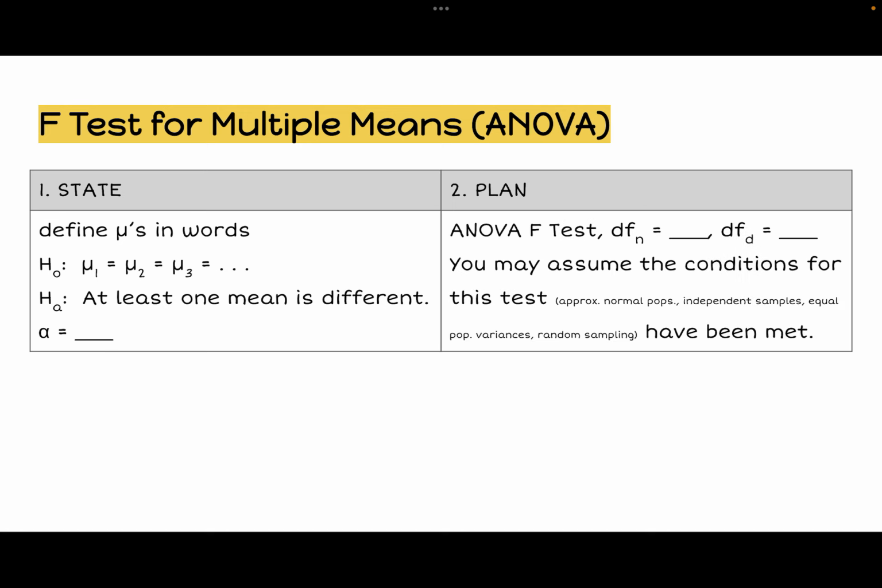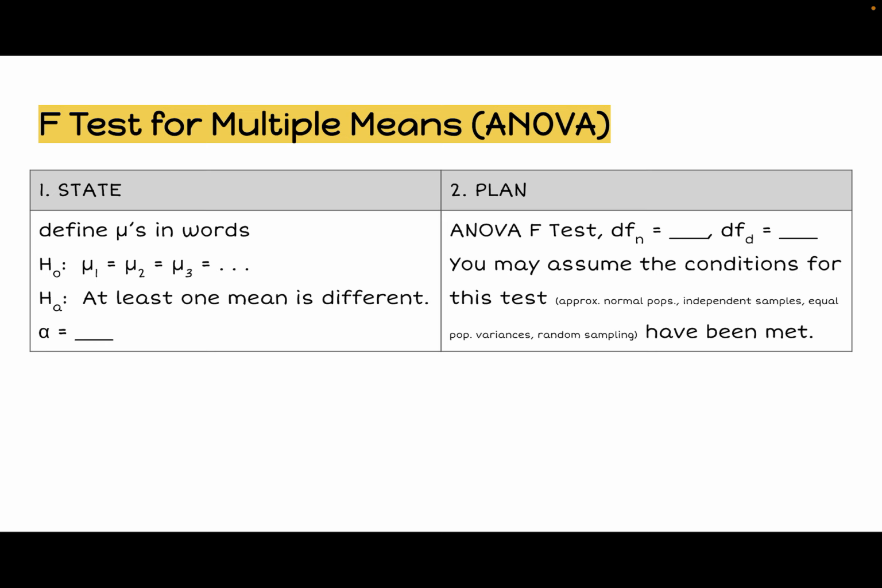For the plan, we're going to identify this as ANOVA. We can say ANOVA F-test or an F-test for however many means we have. We're going to pull the degrees of freedom for the numerator and denominator. And that's all you need to do for the plan step. We're going to assume that the conditions for this test have been met. And you can see in tiny text here, there are quite a few.